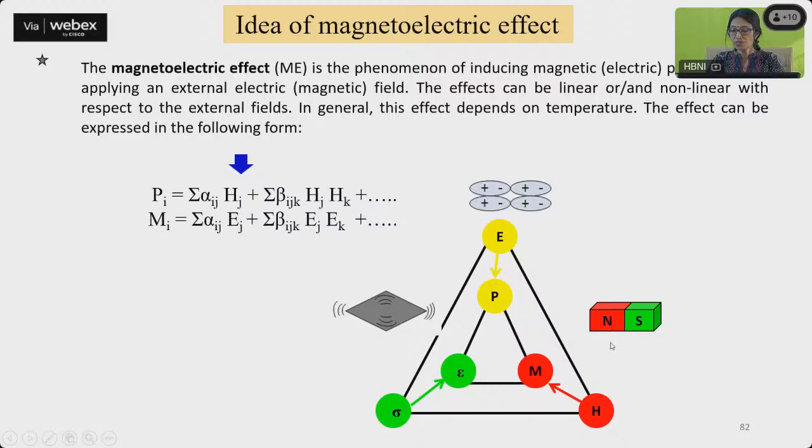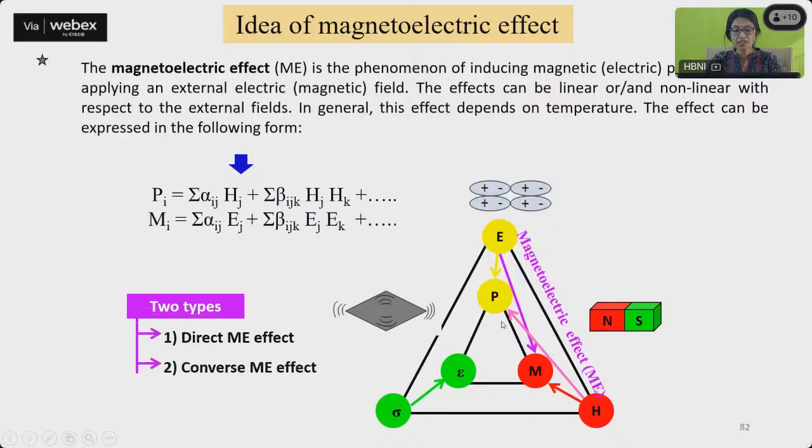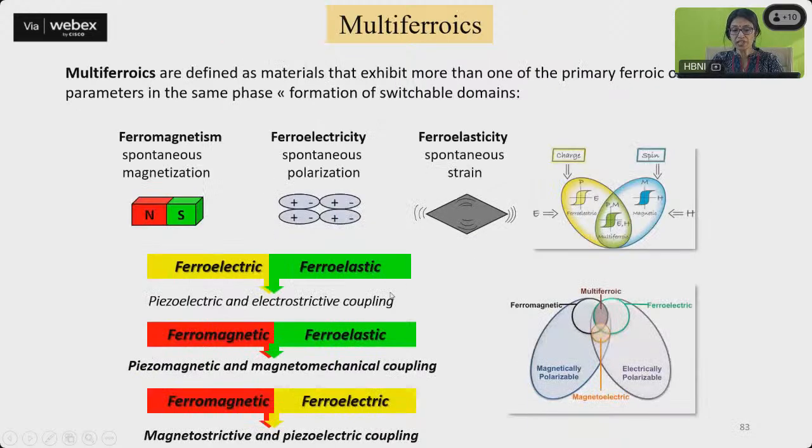So you will see how all these things are interrelated to each other. When you are having the magnetoelectric effect, it is the coupling between the electric field and the magnetization. And you can have a direct magnetoelectric effect, or you can have a converse magnetoelectric effect.